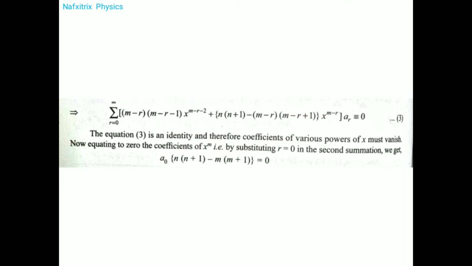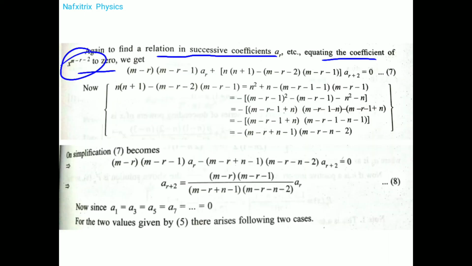Here is the thing where the confusion arises. So this is nothing but x power m minus r minus 2. Here its coefficient is m minus r minus 1, so m minus r minus 1 into Ar. So it is just tallying, not to worry. And next, here this term is arising, so a little confusion arises here. That one we need to consider now.